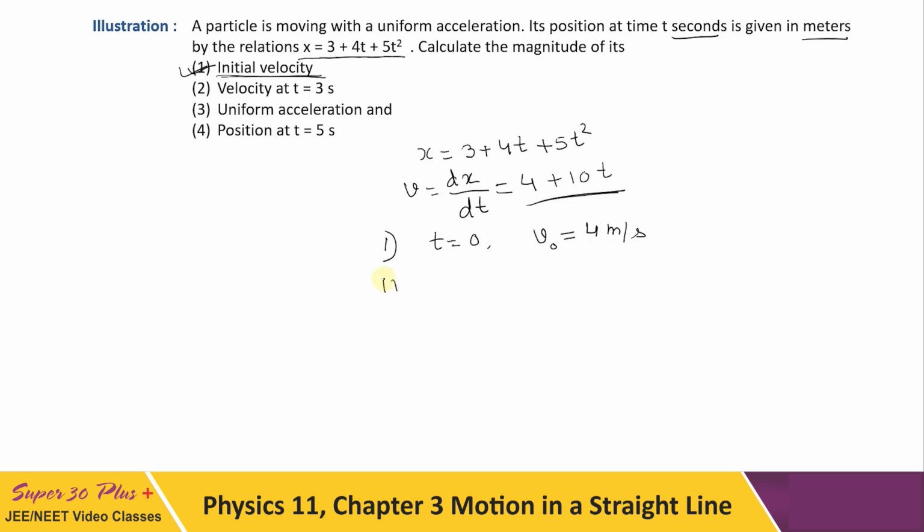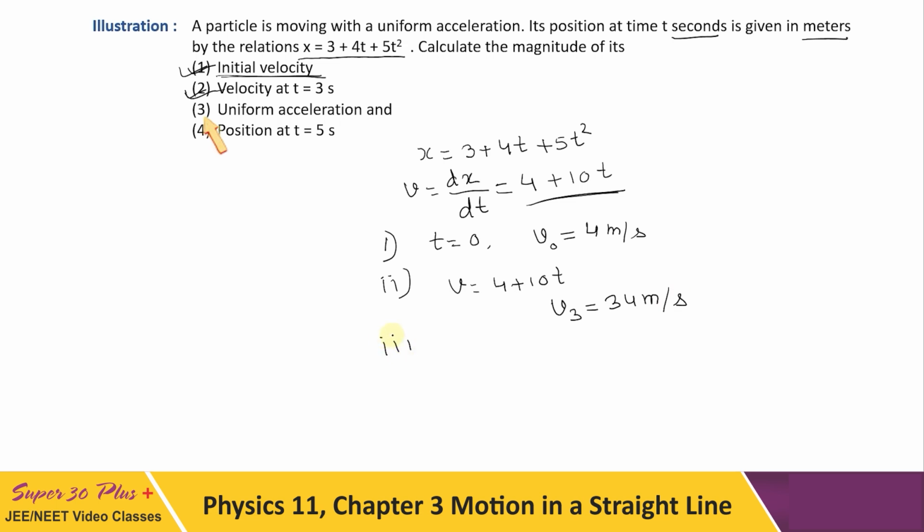Now come to the second part. It is asking for velocity at t equal to 3 seconds. As we have calculated the instantaneous velocity, that is equal to 4 plus 10t. So just put the value of time and you will get velocity at that particular instant. So velocity at 3 seconds would be, substitute this value 3 here. This is 10, 3 tens are 30 plus 4, that is 34 meter per second.